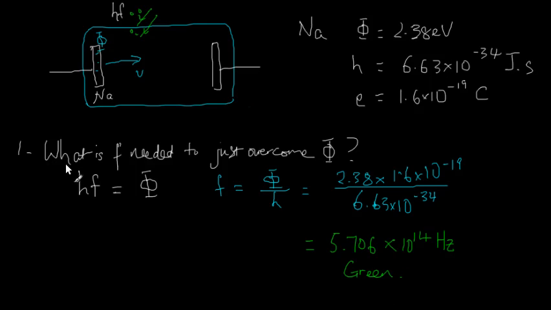And the frequency needed to just overcome phi, if you remember, it has a name. It is called the threshold frequency. Okay, so that's our first exercise on the photoelectric effect.